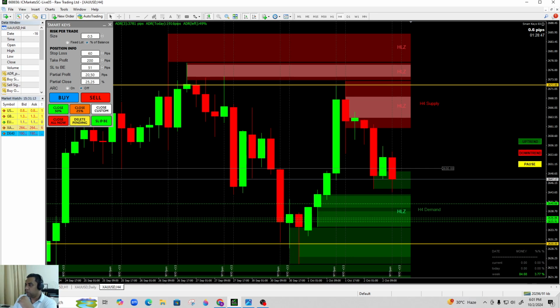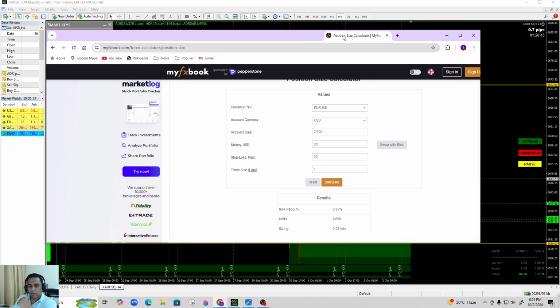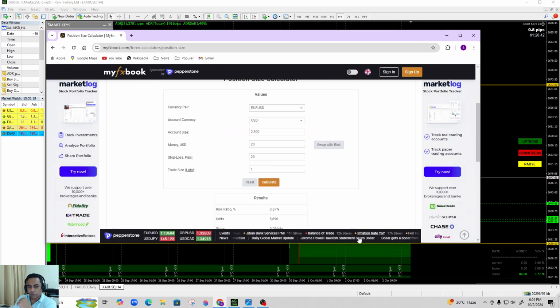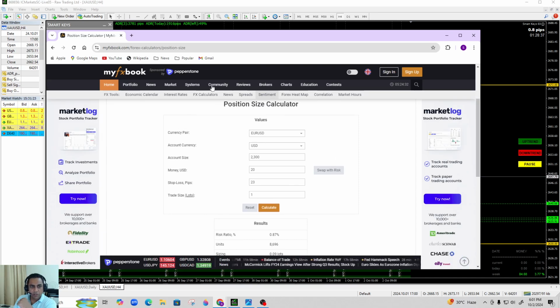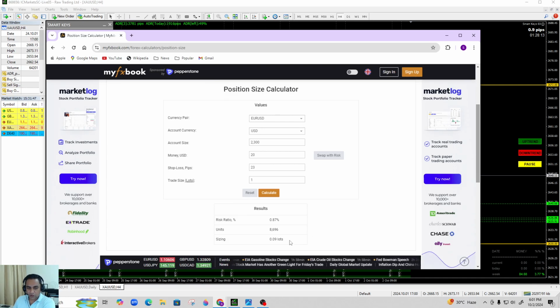All right, so just to show you guys again, this is the free trading tool that I use to calculate risk. Very simple. It's the position size calculator by MyFXBook. If you're trading gold, you can just use this as EUR/USD because it's the same values. Just put your account size and then how much you're willing to lose. So in terms of dollars, let's say I'm willing to lose about $20 on the trade. I'm willing to take a maximum of 23 pips stop loss, then you'll get your lot size, right?